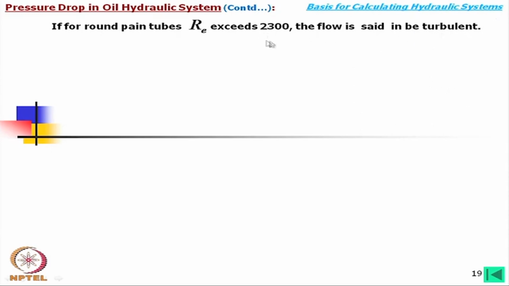Now, this is from experimental values. If we know the tube dimensions and velocity etcetera, from there we can calculate the Reynolds number. If it exceeds this value, then we should consider the flow turbulent.